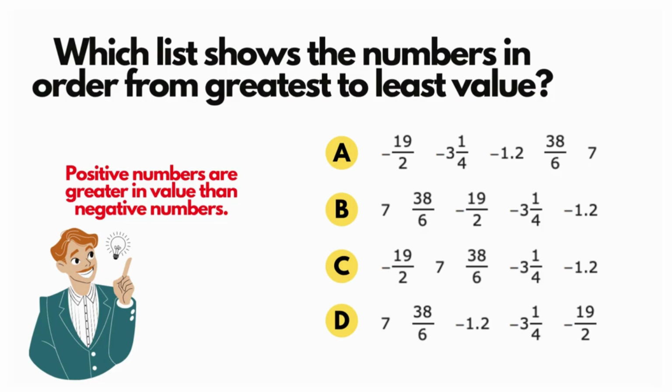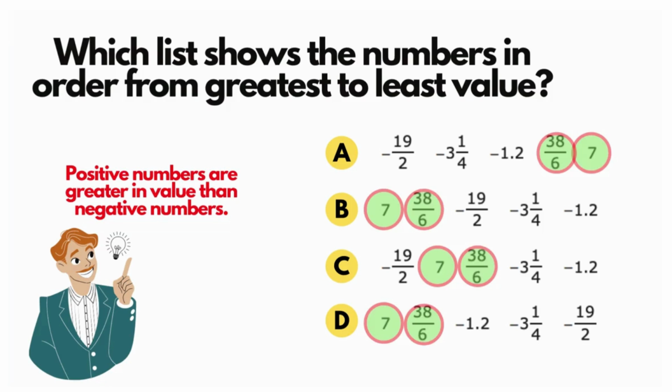So we have positive and negative numbers in this problem. That means if we're going greatest to least, our positive numbers must come first. So let's take our answer choices and highlight all of our positive numbers. And we know now that our positive numbers have to come first, and that can clean up our problem a little bit and eliminate some of our answer choices.